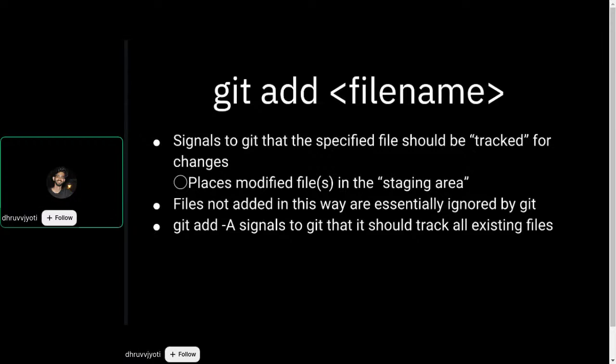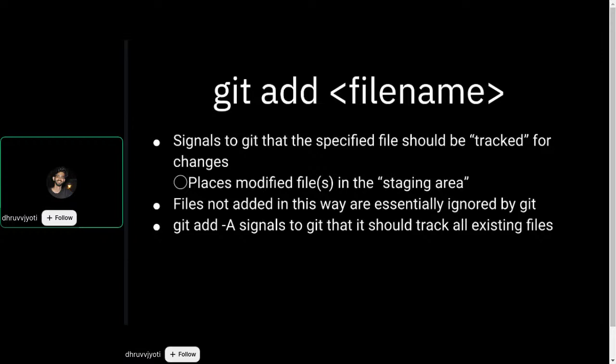This actually tells Git that, you know what, these are the files that have changed. Now you can track that these are my changes. Next time someone adds these files, you can track with respect to the previous version that I've created, right? The place where the modified files are stored is known as the staging area.